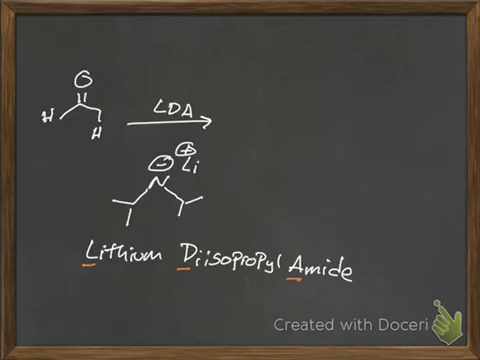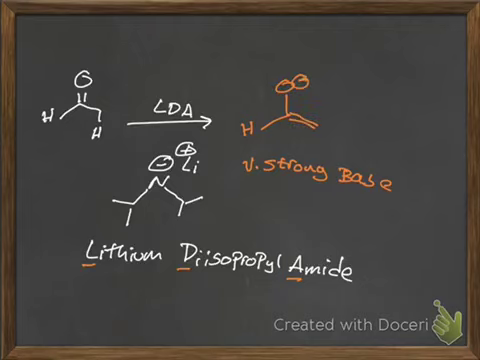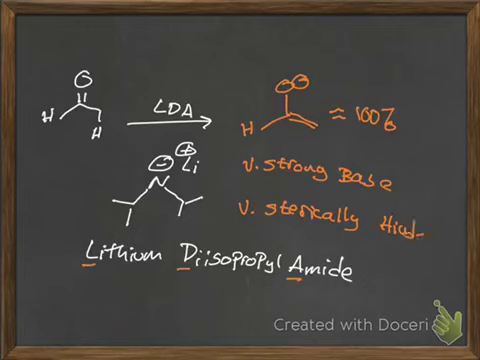All right? Folks, this thing is a monster of a base. And what makes it kind of cool is not only is it a very strong base, which means that you are going to form this enolate at about 100% conversion, it is also very sterically hindered, meaning there's no way that nitrogen is going to be a nucleophile.